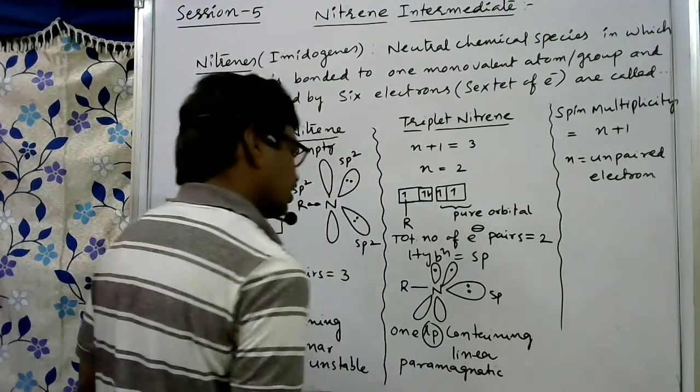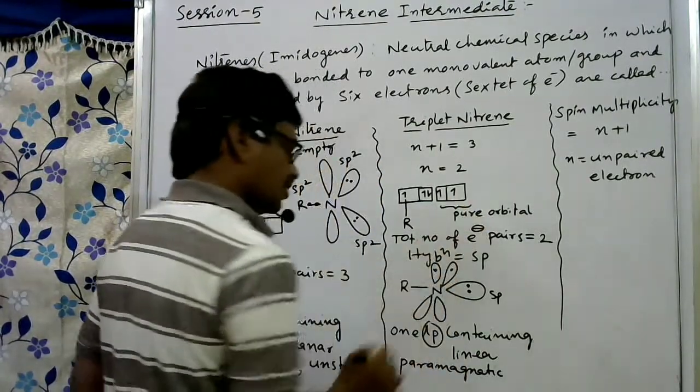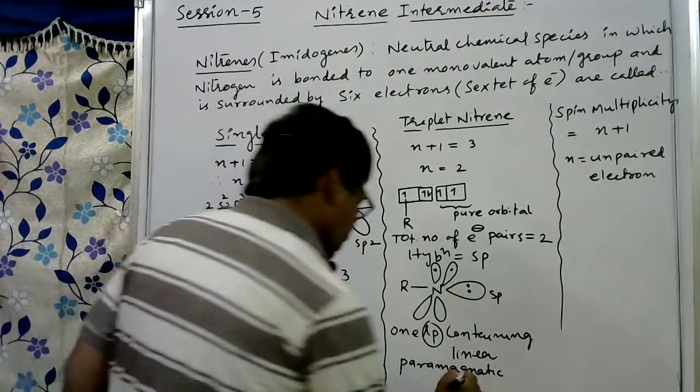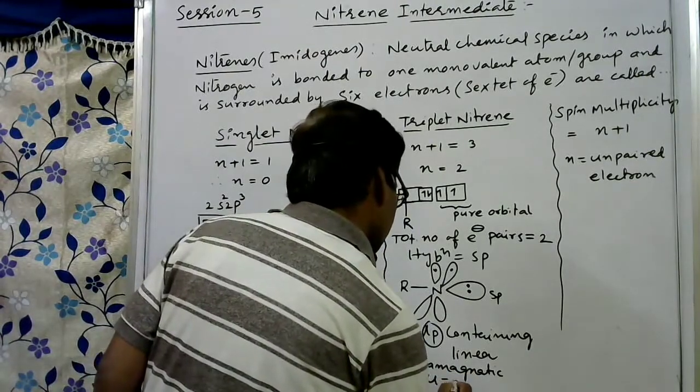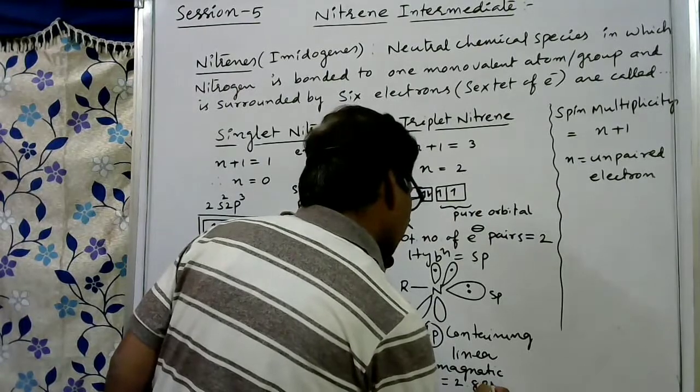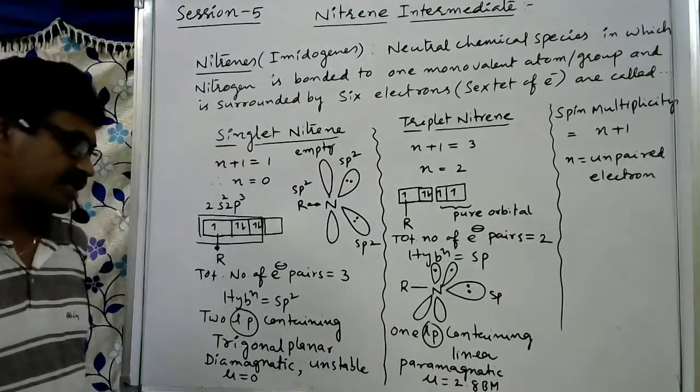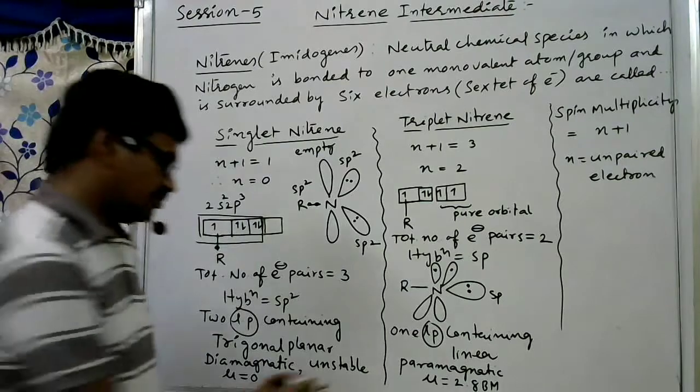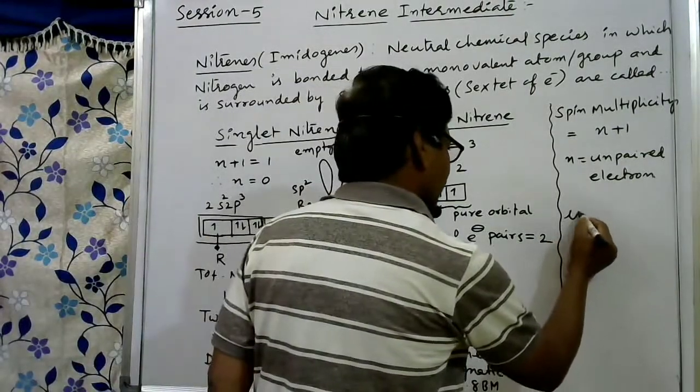Paramagnetic, and n value is 2. Lone pair of single electrons are 2. So that mu value is how much? Mu equal to 2.8 approximately Bohr magnetons. For this paramagnetic moment, I already gave the formula.